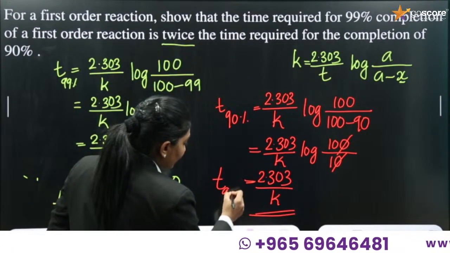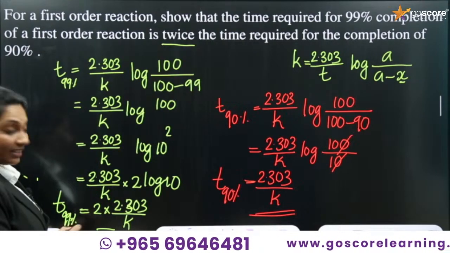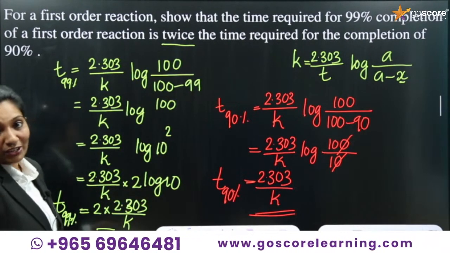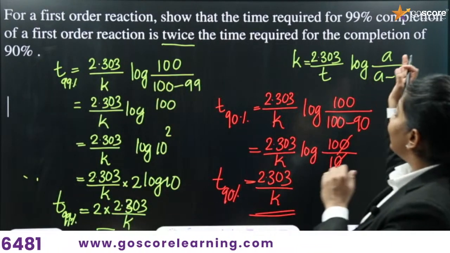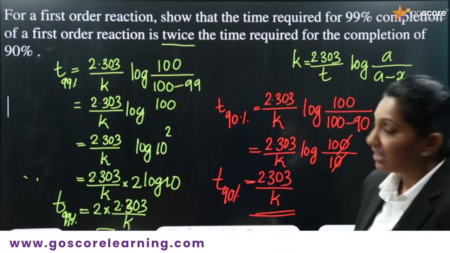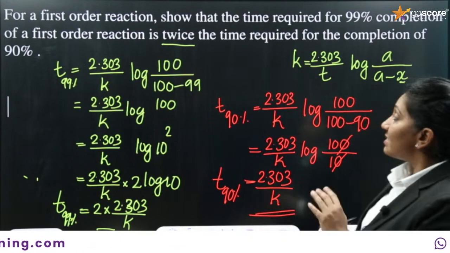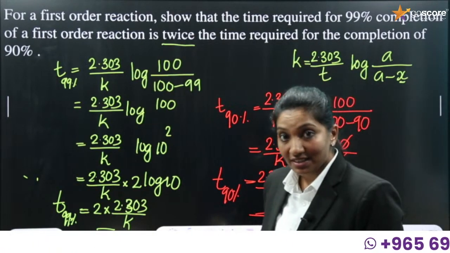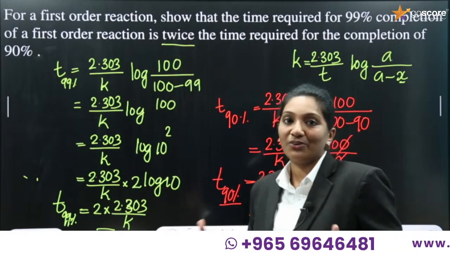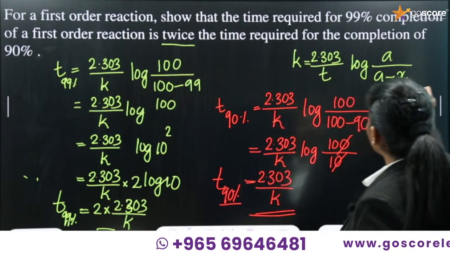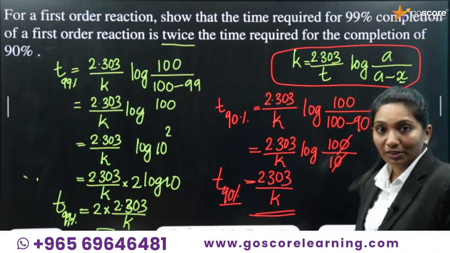See, for T 90%, it is 2.303 by K, and for T 99%, it is 2 into 2.303 by K. That's what we want to prove in the question. We want to prove that the time required for 99% completion of first order reaction is twice that of the 90%. See how easy it is, isn't it? If you know this equation, just simply substituting that value, you can easily solve the problem.